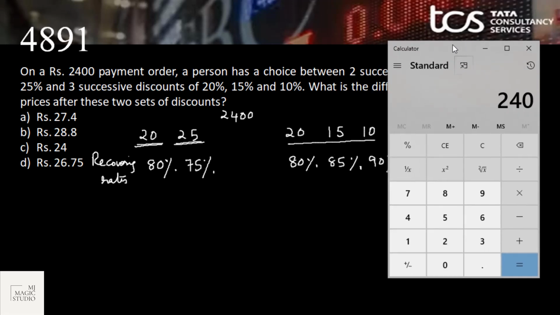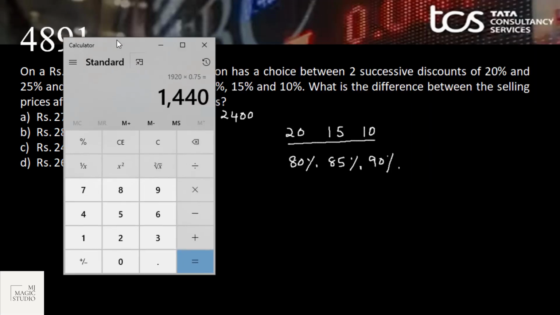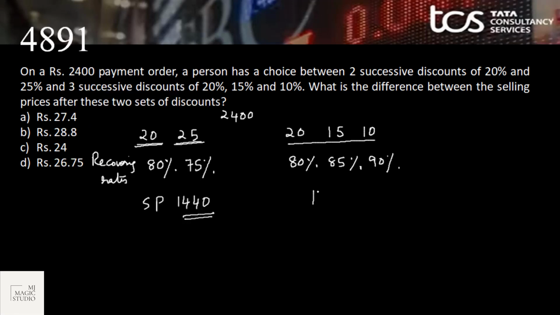Like in the first case, 2400 into the first recovery rate 0.8 into the second recovery rate 0.75 will give 1440. That would be the selling price in the first case after two successive discounts. Now, if three successive discounts are given, the selling price would be 2400 into 0.8 into 0.85 into 0.9, that is 1468.8. Now the question is, what is the difference between these two?